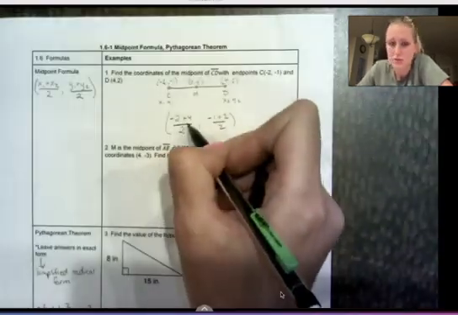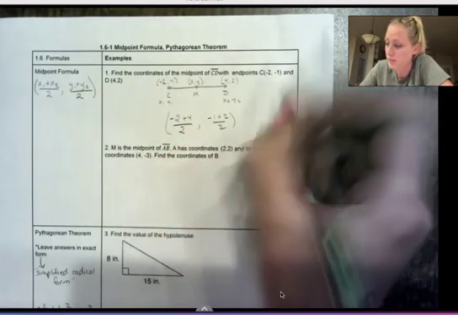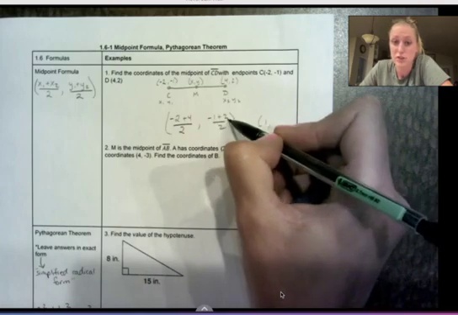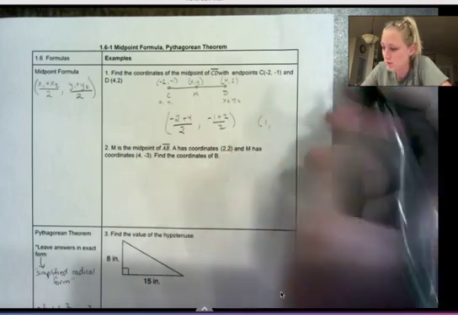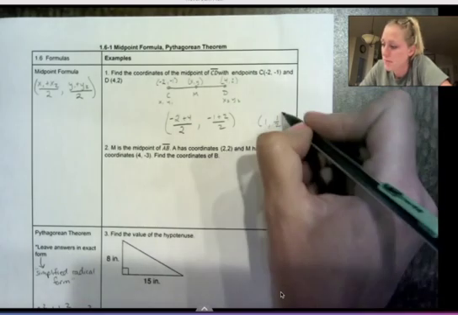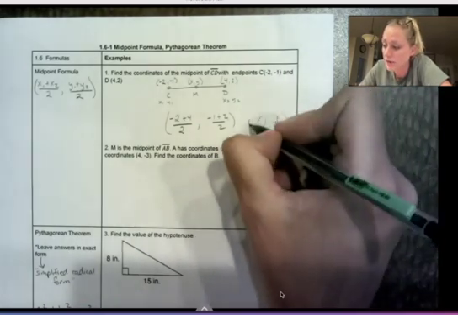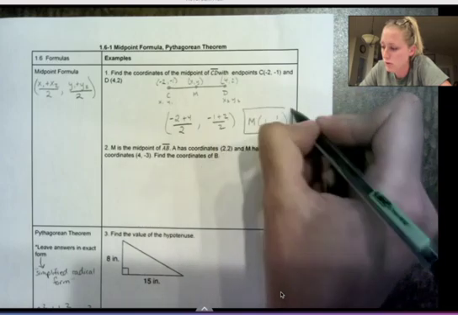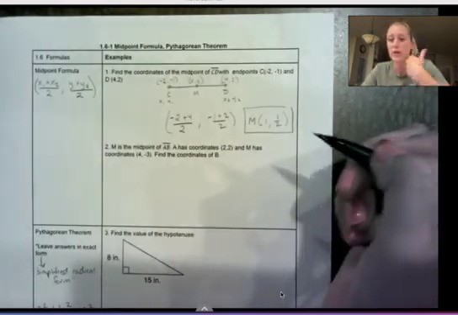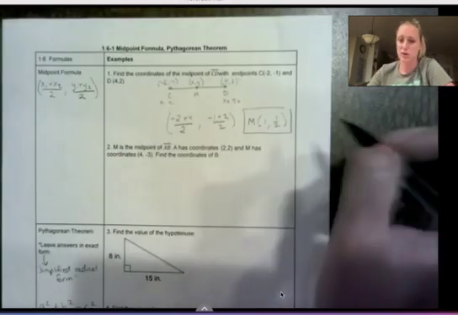So -2 plus 4 is 2, and 2 divided by 2 is 1. -1 plus 2 is 1, and 1 divided by 2, I'm just going to leave that as the fraction, or you could do 0.5. But that is where M is. So M has the ordered pair (1, 1/2). That's its location.